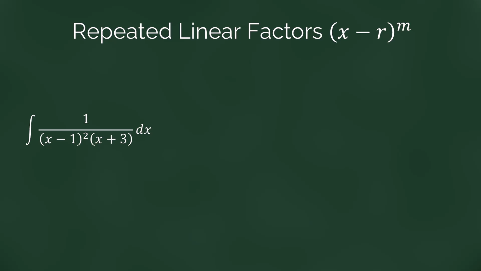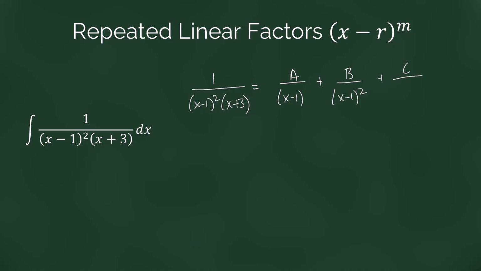What we're going to need to do here is rewrite our integrand so that we have 1 over (x minus 1) squared times (x plus 3). We'll start off similarly as before. We'll write a over x minus 1, our first factor. But now for our second term, we're going to do b over (x minus 1) squared. So whatever the exponent is, you're going to have one term for every power. So if we had (x minus 1) cubed, we would then add a c over (x minus 1) to the third, and so on. And then we'll add our last term, c over x plus 3. And that doesn't have an exponent on it, so we can stop there.